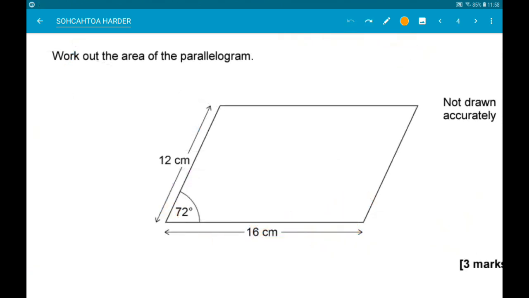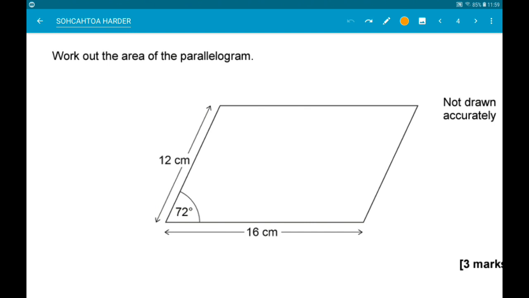Okay, number 2, work out the area of this parallelogram. Okay, so if you've watched my formula video, you will know, which nobody ever seems to, that the area of a parallelogram is exactly the same as a rectangle. It's base times height. So, how is SOHCAHTOA going to help us here? Well, the problem is we don't know the height.